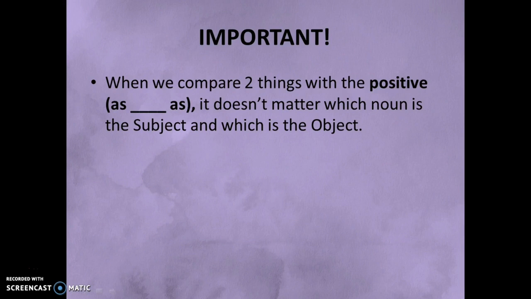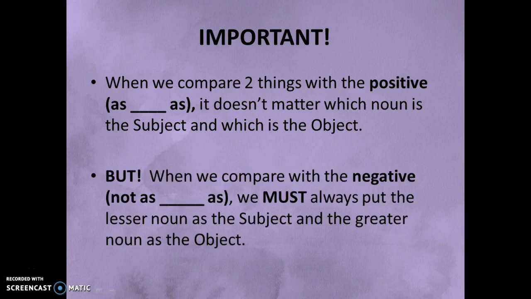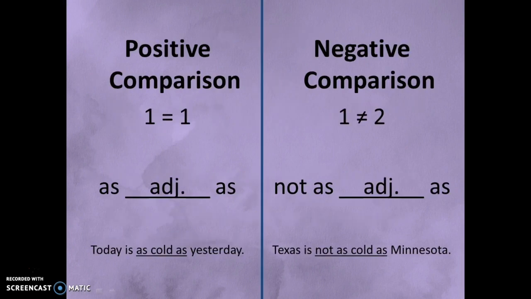When we compare two things with the positive as, it doesn't matter which noun is in the subject and which is the object. But when we compare with the negative, not as, we must always put the lesser noun as the subject and the greater noun as the object. So, here's our chart again. And you can see on the side where it has negative comparisons, I'm saying Texas is not as cold as Minnesota because Texas is less cold.